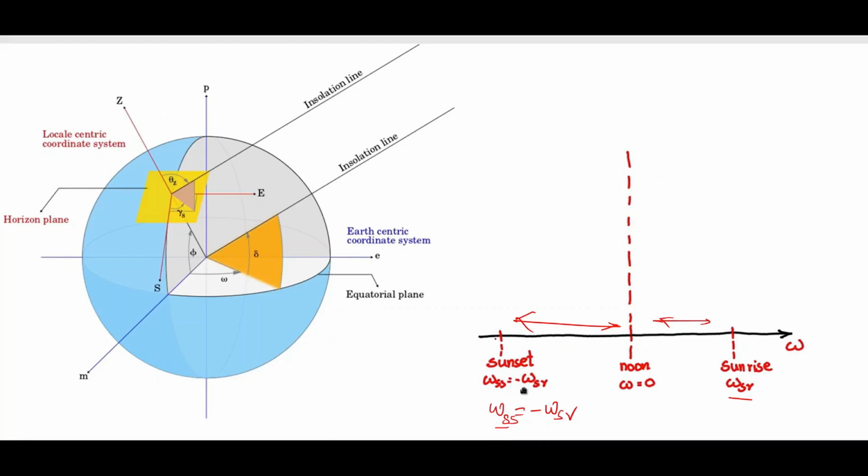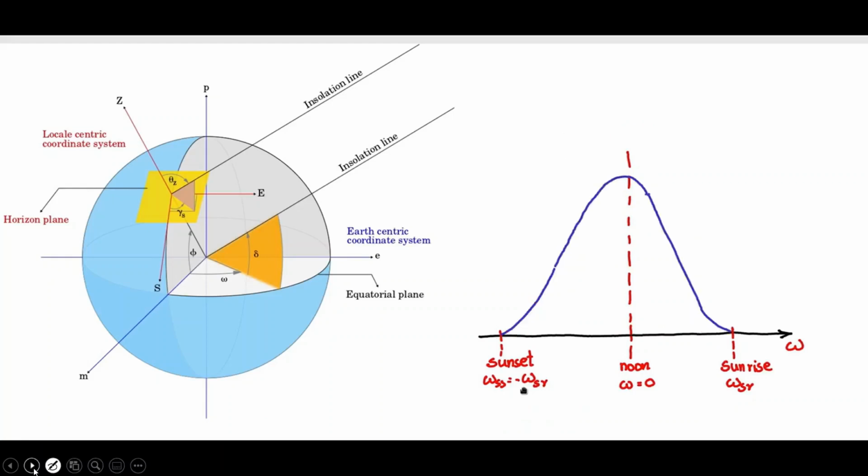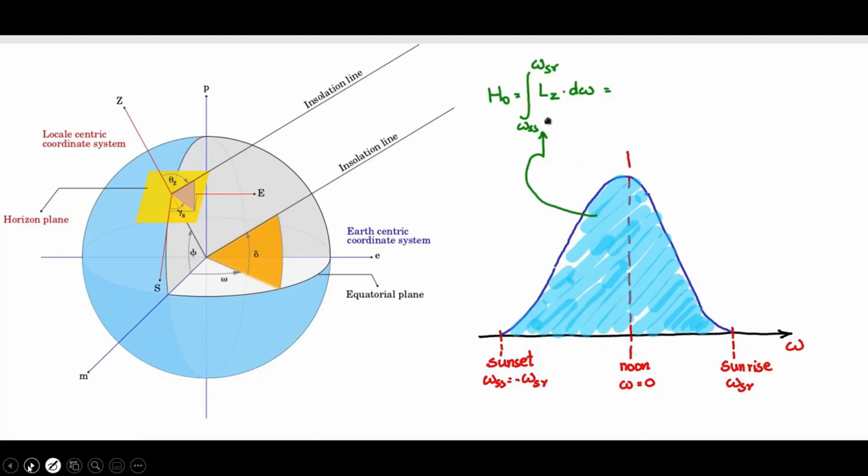So if you draw the curve between Lz and our angle, the curve will look like this, and we are going to find the area of this curve, which is nothing but our energy in one day. This is the area we are going to find that gives us energy, and we are going to integrate the curve from sunset to sunrise, and in place of omega SS I can replace it with minus omega SR. So that will be the integral from minus omega SR to omega SR of Lz d omega.